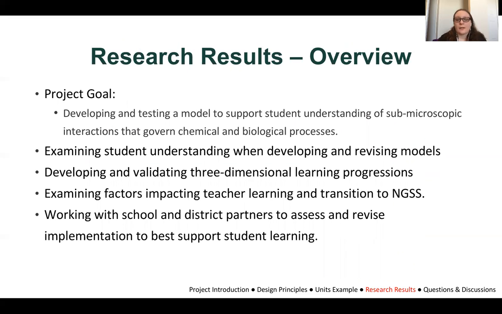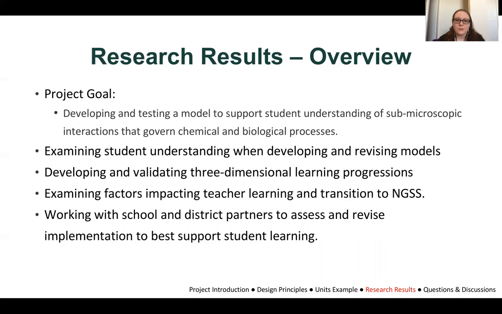So I just want to talk a little bit about research results from the interactions project. Again, we wanted to support this model curricular materials to support students in bridging the things that they cannot see that cause observable phenomena. And so we examined this really in a lot of different ways to try to triangulate what was happening with this new curriculum.